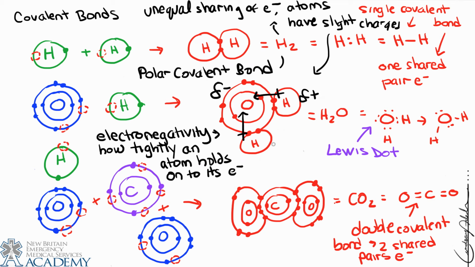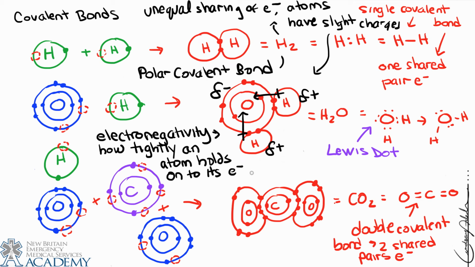We use the symbol delta with a plus or a minus in order to represent the partial positive or the partial negative charge. So oxygen, being more electronegative, is going to have better access and hold on to its electrons more tightly. So more electrons is more negative charge, so we're going to give that oxygen a partial negative charge. And then because that oxygen is holding on to those electrons so tightly, the hydrogen by default is going to have less access to its electrons, so it's going to develop a partial positive charge.